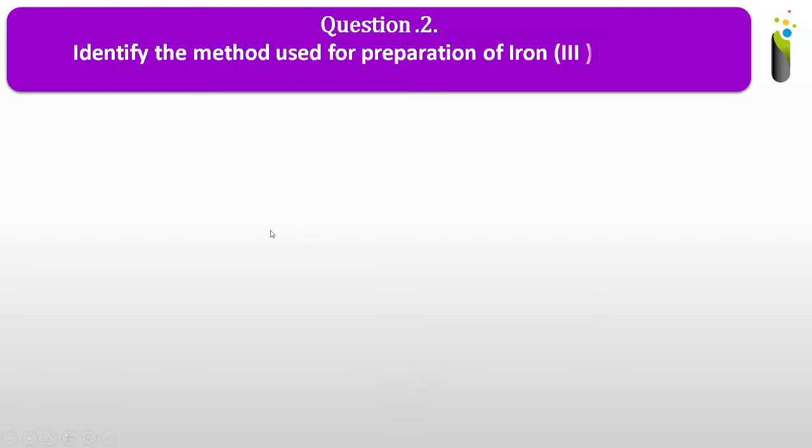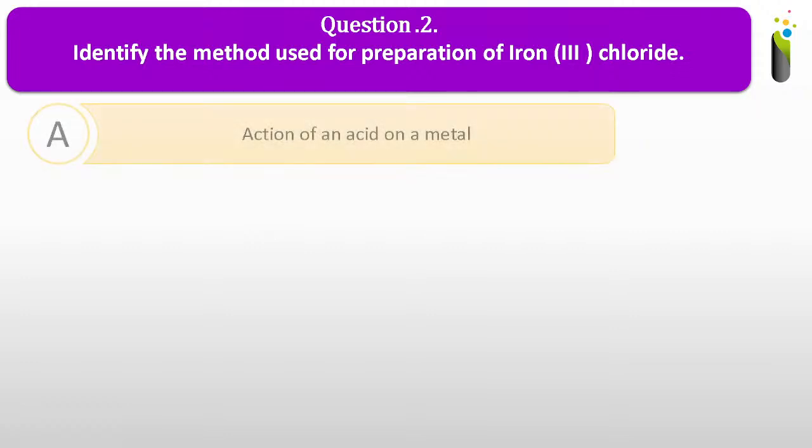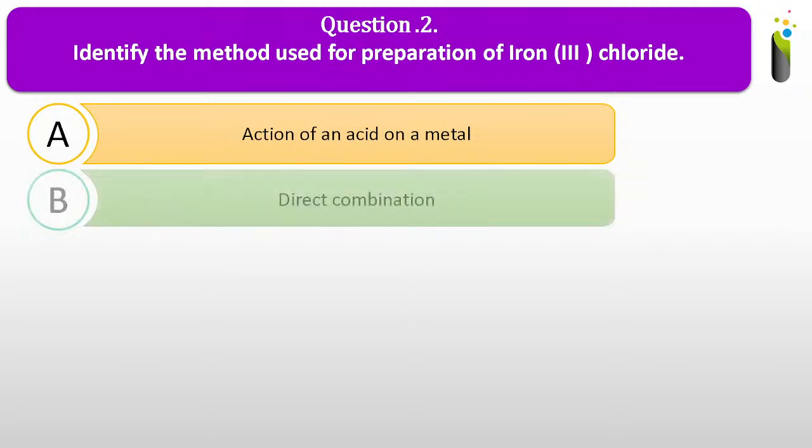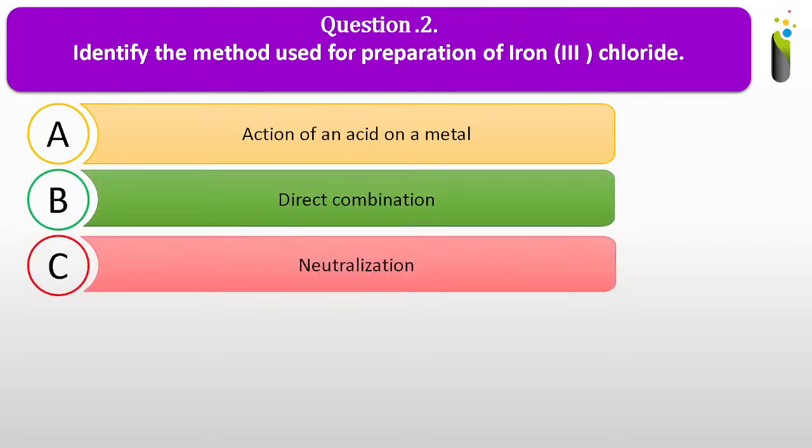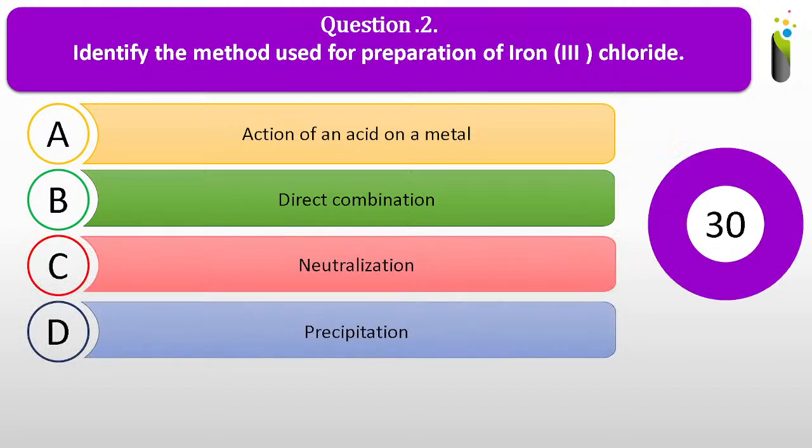Identify the method used for preparation of iron chloride. A. Action of an acid on a metal. B. Direct combination. C. Neutralization. D. Precipitation. So which is the method used for preparation of iron chloride?